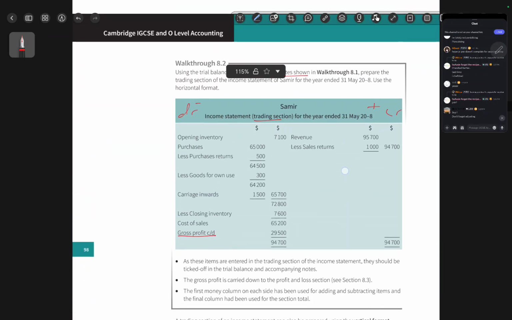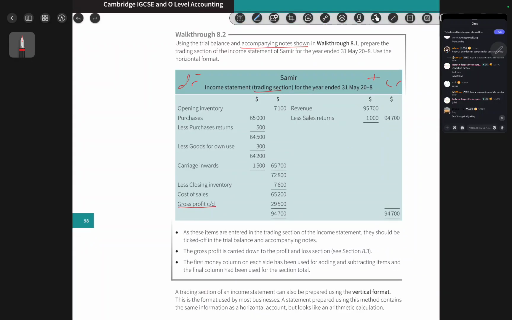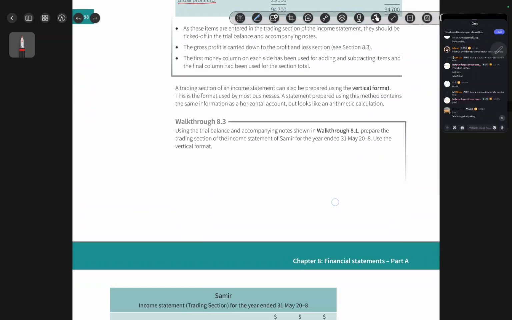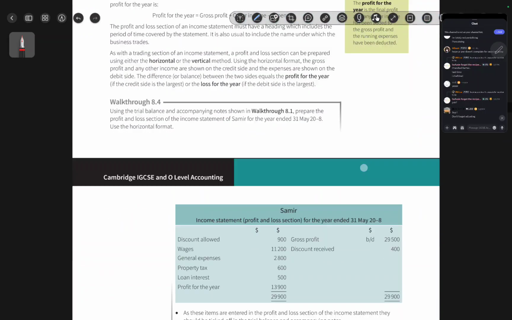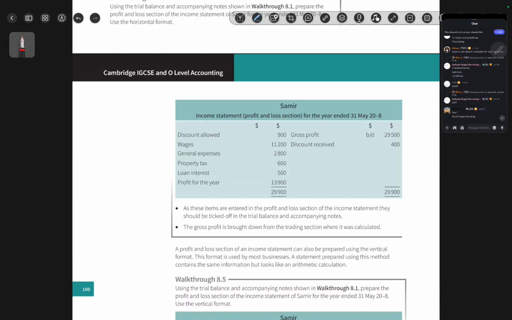What do they say about this? As these items are entered in the trading section of an income statement, they should be ticked off the trial balance and accompanying notes. The gross profit is carried down to the profit and loss section. So you see, this is gross profit c/d, and they have a b/d over here. Then they subtract all expenses and get your profit for the year as a balancing figure. Then they're adding the income here.